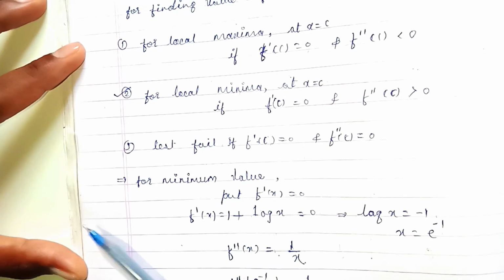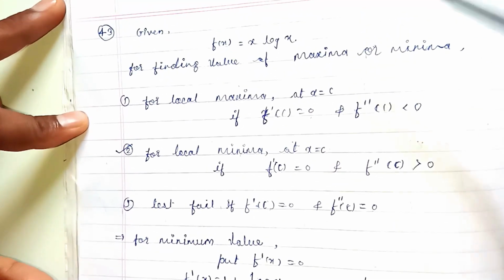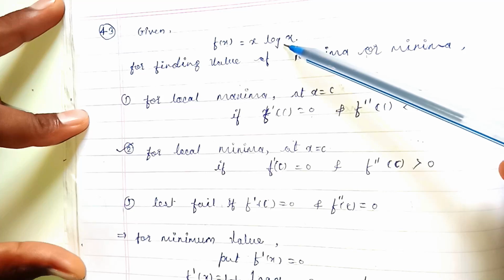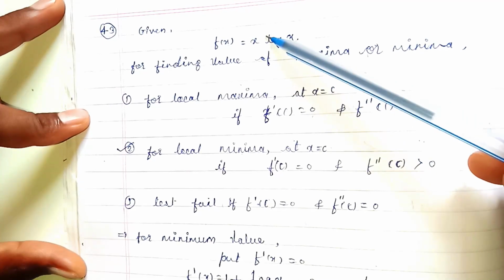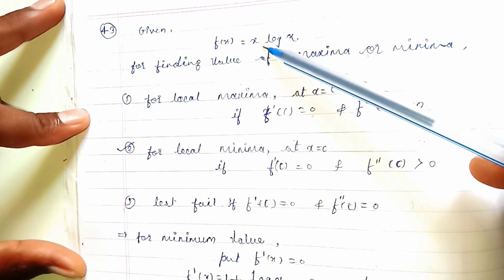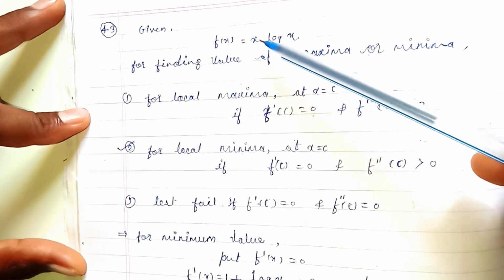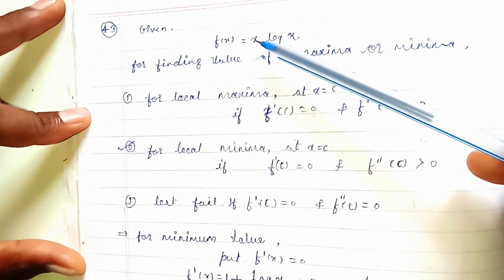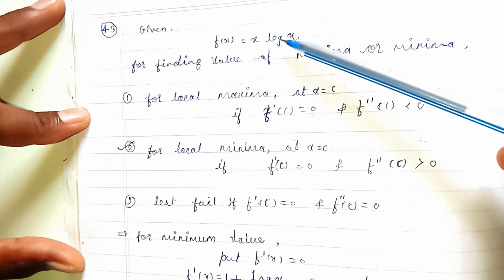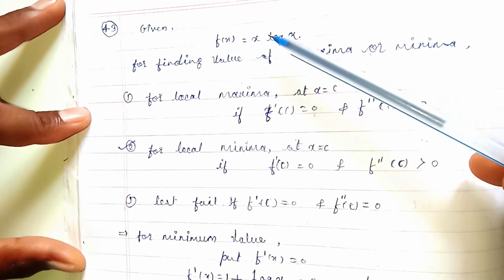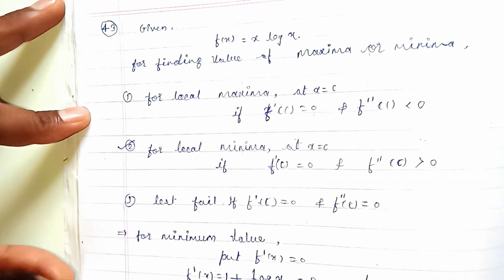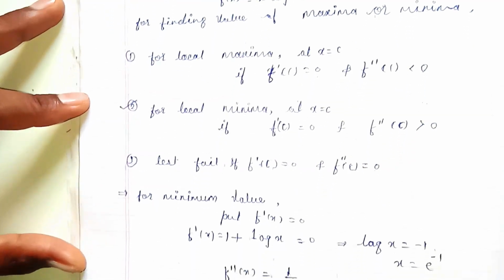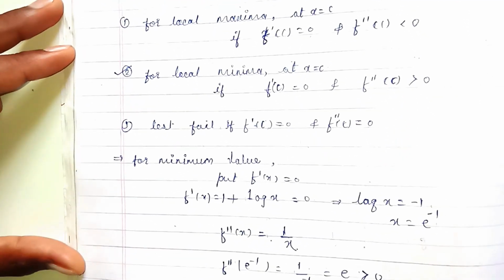So for f dash of x equal to 0, we first have to find the differentiation of our given function. So f dash of x: here we have two functions in multiplication form, so apply the by parts rule. The by parts rule for differentiation says: first function as it is times differentiation of the second, plus second function as it is times differentiation of the first. So this is the by parts rule of differentiation. Apply it here.